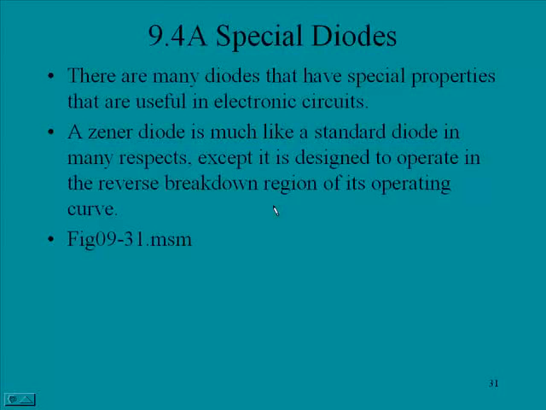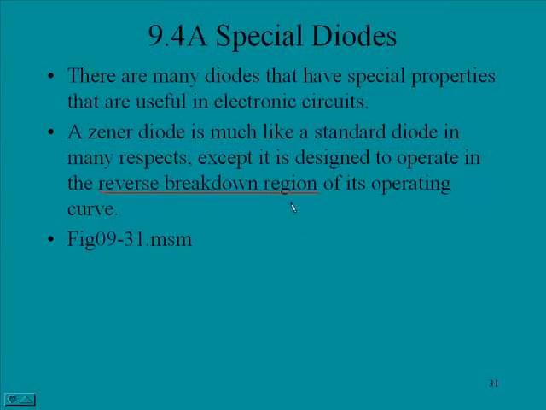Okay, we're in section 9.4, and we're going to be looking at special diodes, and we'll be looking at this in two sections. There are many diodes that have special properties that are useful in electronic circuits. Now, up till now, we've just been looking at basic diodes, and we've been using them in rectifiers, clippers, power supplies, etc. A Zener diode is much like a standard diode in many respects, except that it is designed to operate in, notice here, the reverse breakdown region of its operating curve.